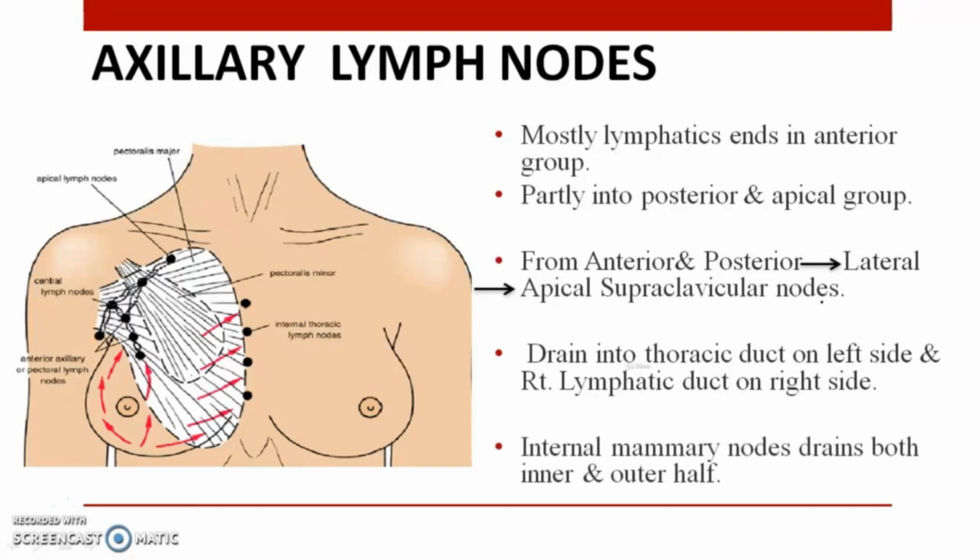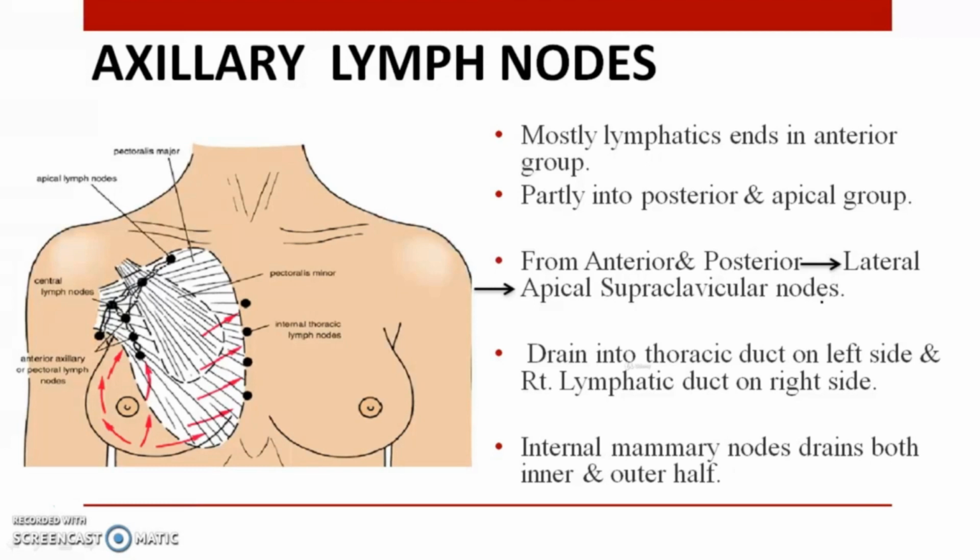Internal mammary nodes are the nodes which drain both the inner and outer half of the mammary gland. That's all about the lymphatic system seen in the axilla. At last, how it gets entered into the thoracic duct and right lymphatic duct, you have to explain.